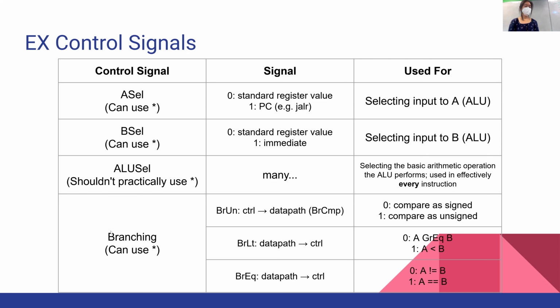And then we get our giant branching line. We can use star for all the instructions except for branch instructions, because our branch comparator isn't going to be used for any other instructions. So we have our branch unsigned, which goes from control to data path, so it decides how the branch comparator works. And then the other two go from data path to control, and this determines what our next instruction is going to be. Are there any questions?